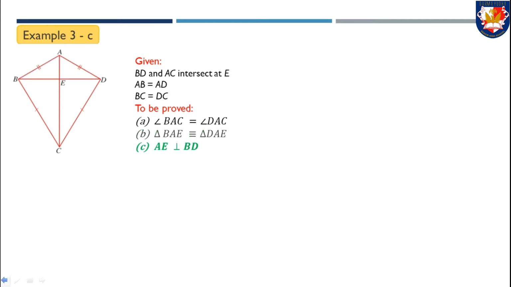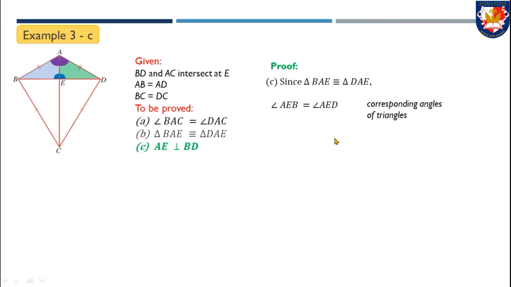In part C, we need to prove that side AE is perpendicular to side BD. We begin our proof with the congruence of triangle BAE and triangle DAE. The congruence also means that all the corresponding angles inside both triangles are equal. So it is good to write down that angle AEB equals angle AED by corresponding angles of congruent triangles.